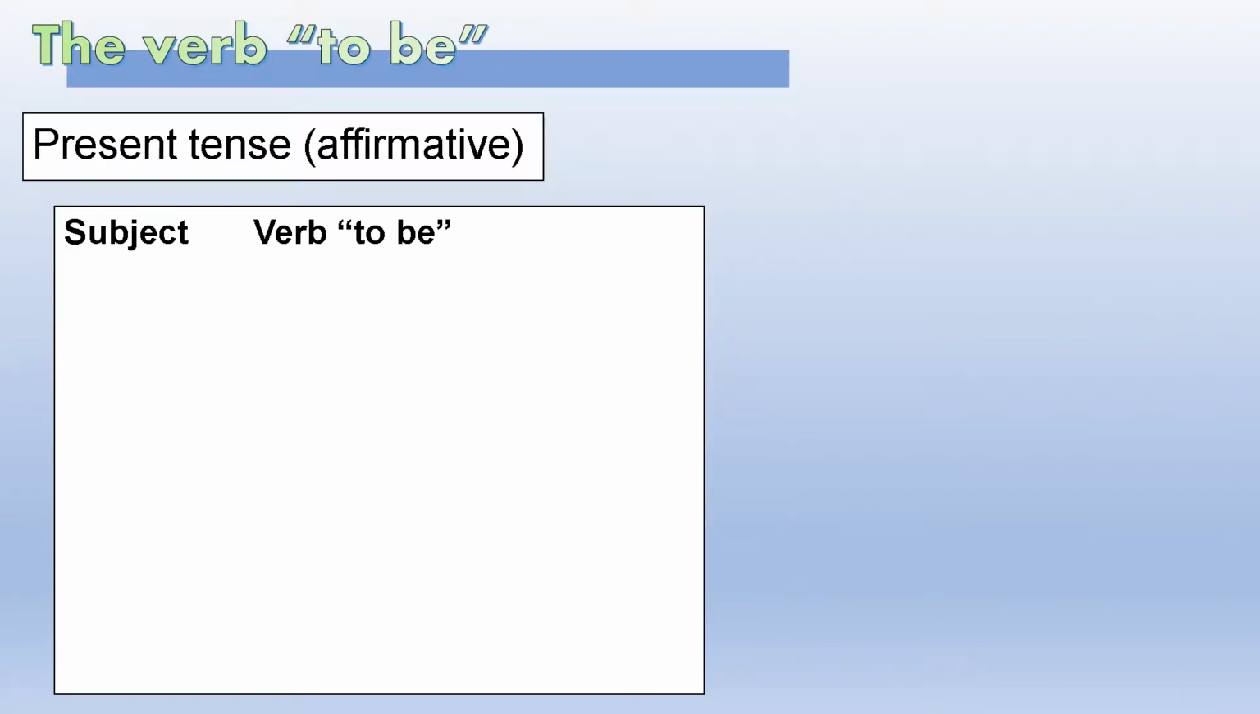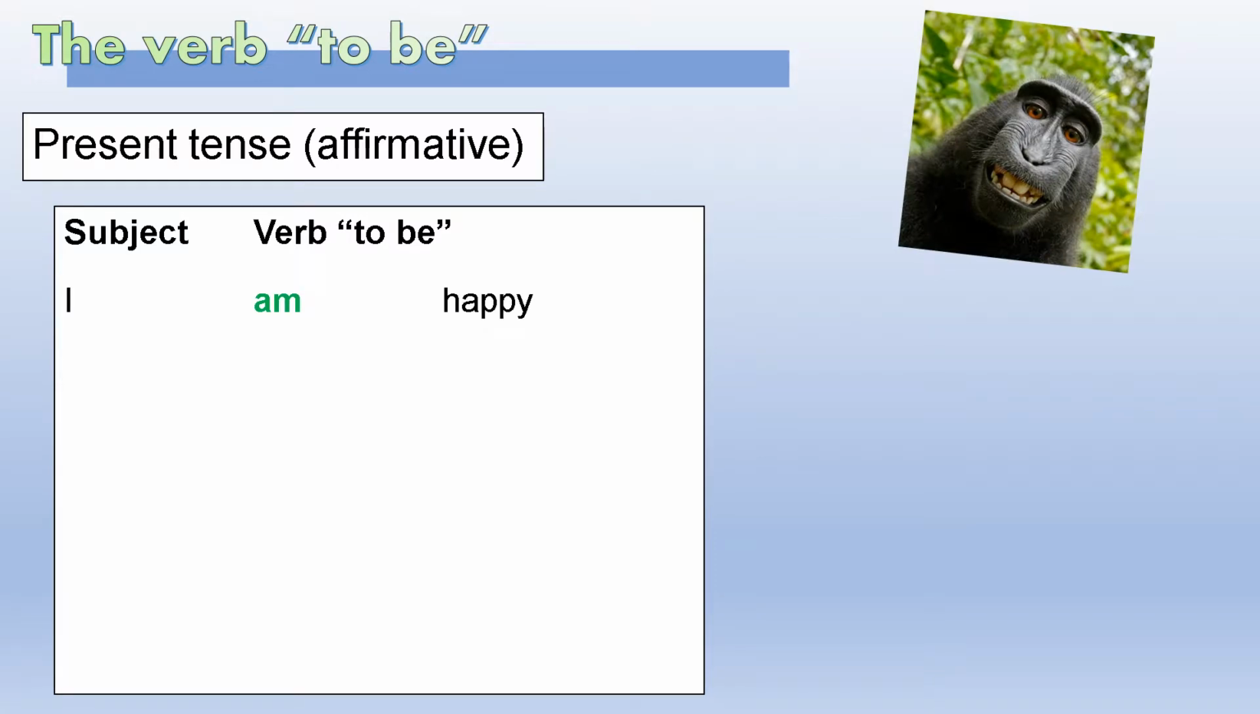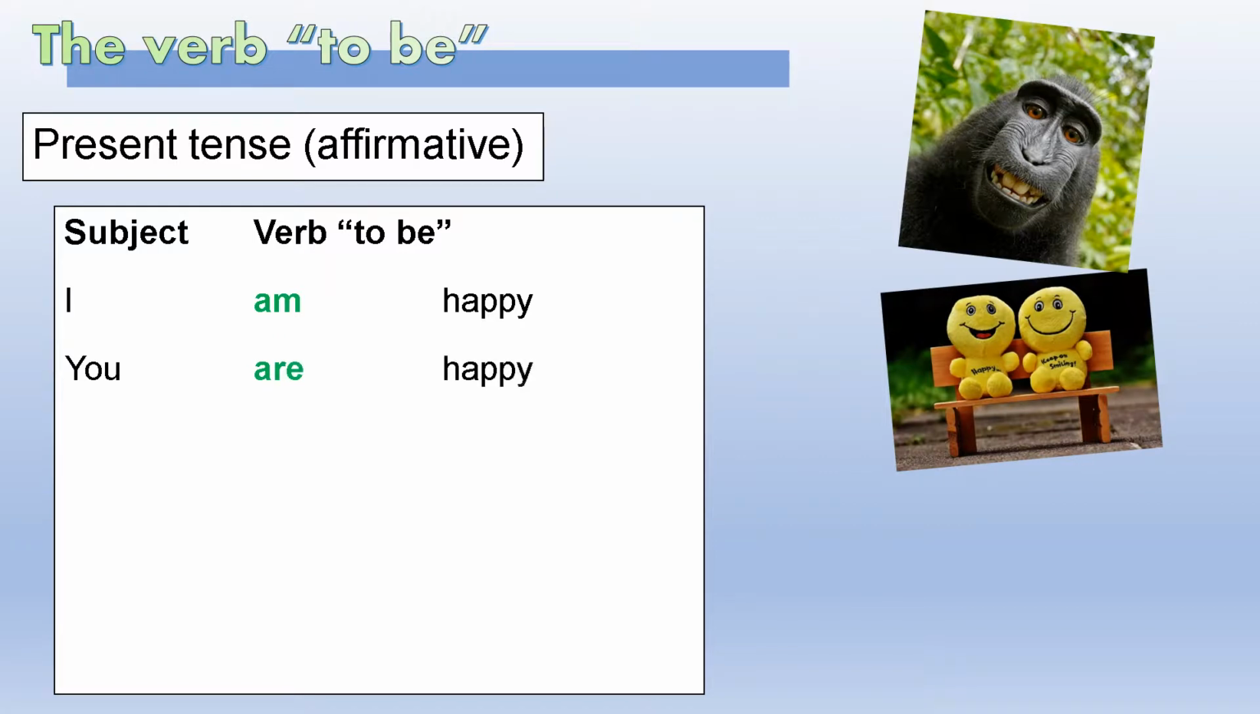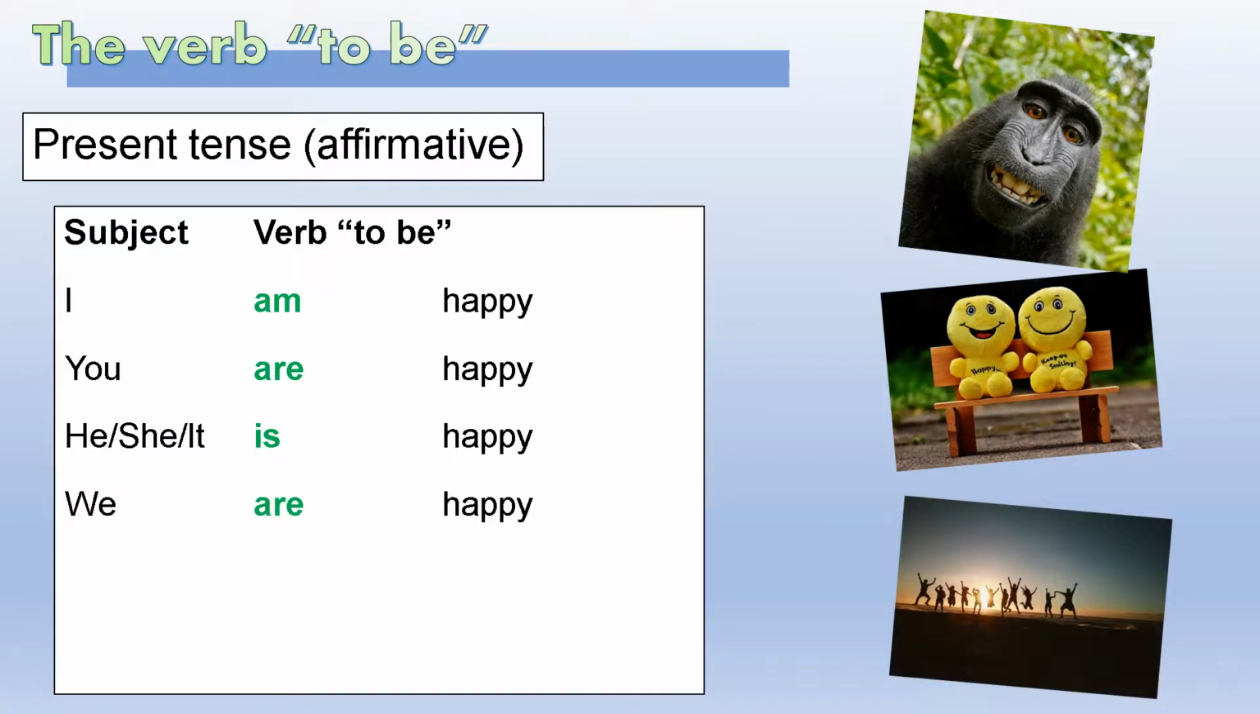The verb to be in the present tense affirmative form. I am happy. You are happy. He is happy. She is happy. It is happy. We are happy. You are happy. They are happy.